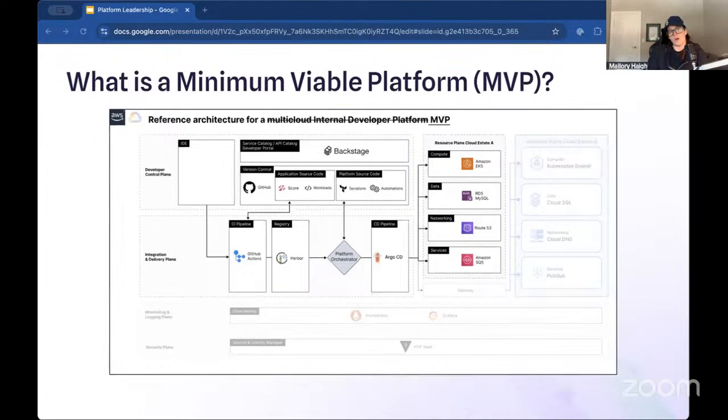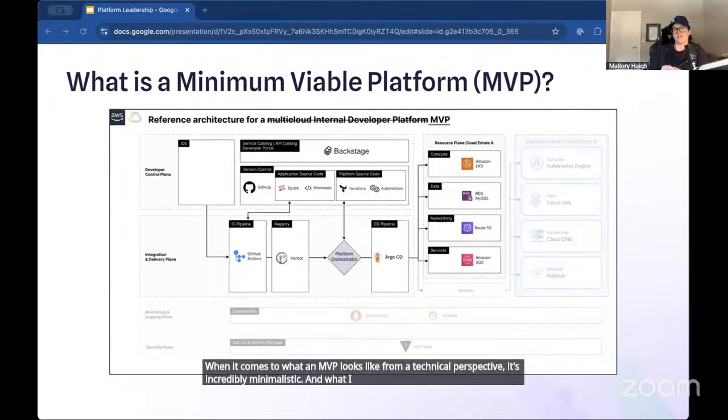When it comes to what an MVP looks like from a technical perspective, it's incredibly minimalistic. And what I've done here is grayed out a lot of the areas that you don't need to be thinking too much about at the MVP stage. And before you come at me and say, Mallory, you grayed out security, but I thought these things are supposed to be secure by design. They are.